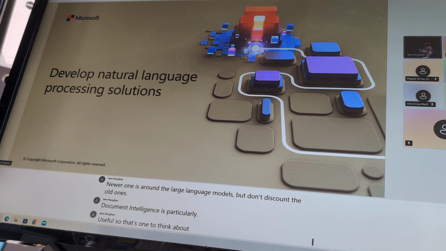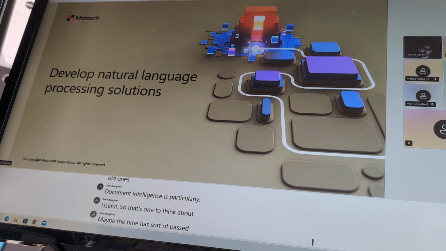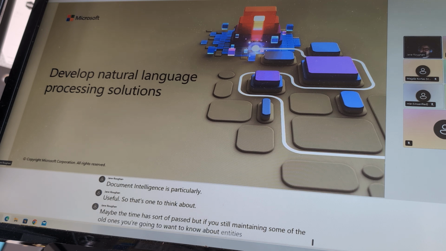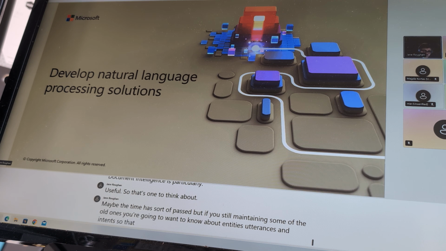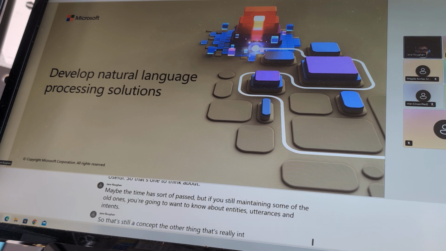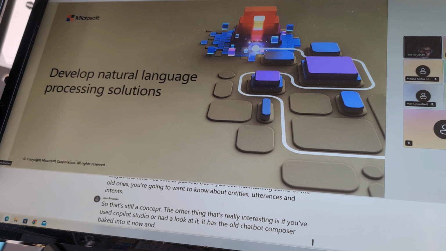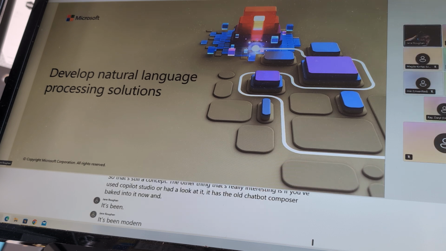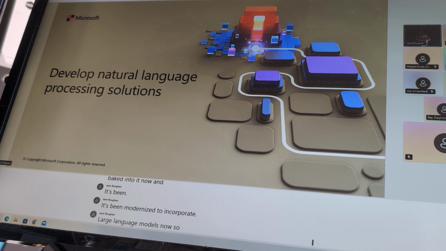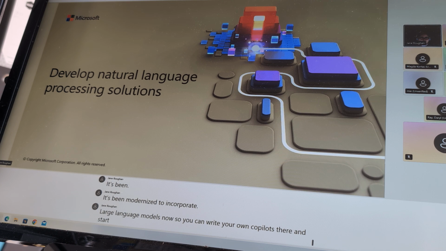The chatbots, maybe their time has sort of passed, but if you're still maintaining some of the older ones, you're going to want to know about entities, utterances, and intents. So that's still a concept. The other thing that's really interesting is if you've used Copilot Studio or had a look at it, it has the old chatbot composer baked into it now, and it's been modernized to incorporate large language models now. So you can write your own copilots there and start to have your own chats.